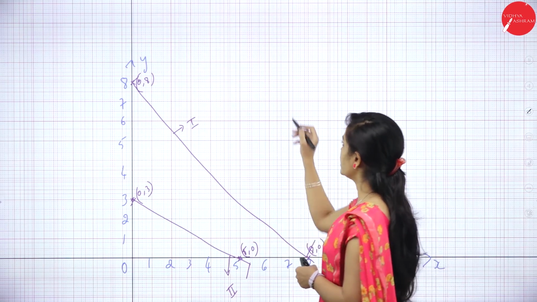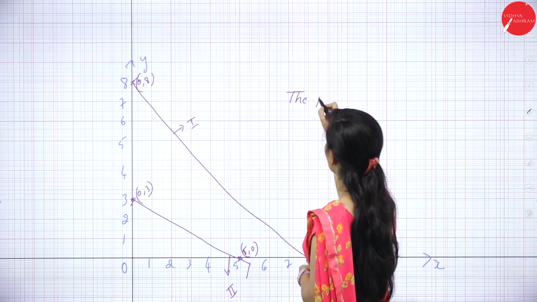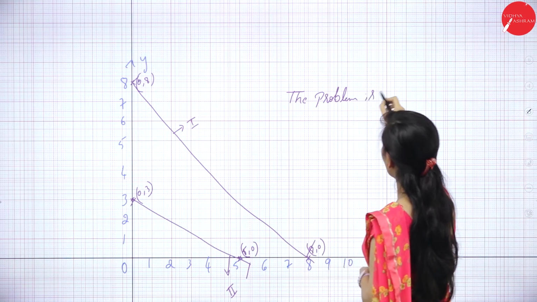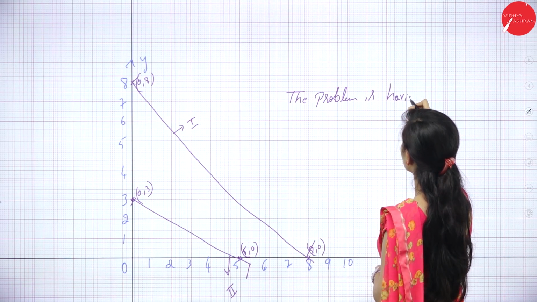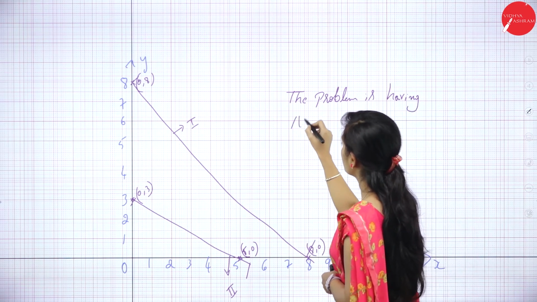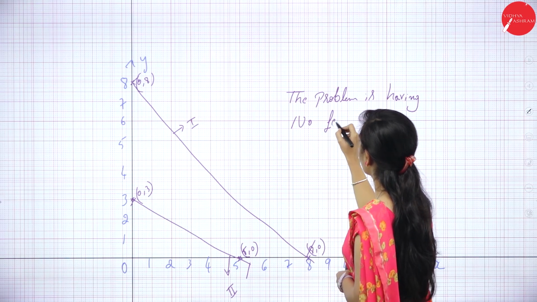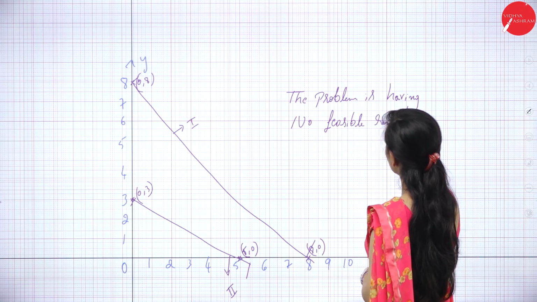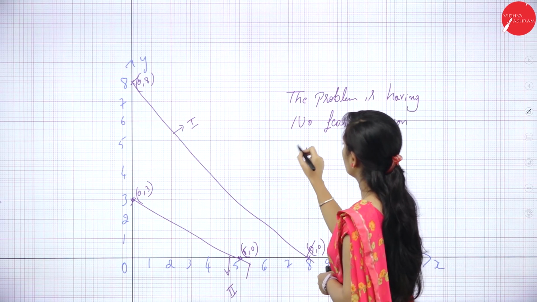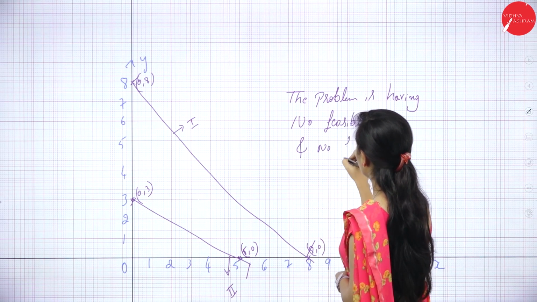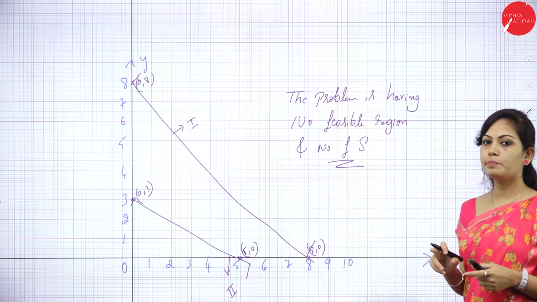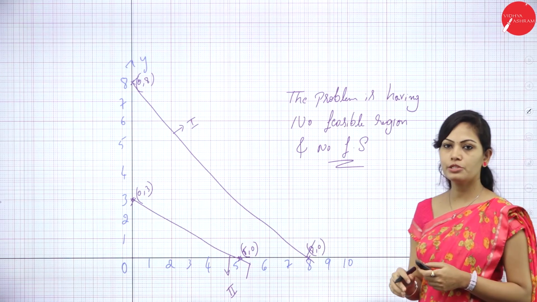Finally, you have to write that the problem is having no feasible region and no feasible solution.